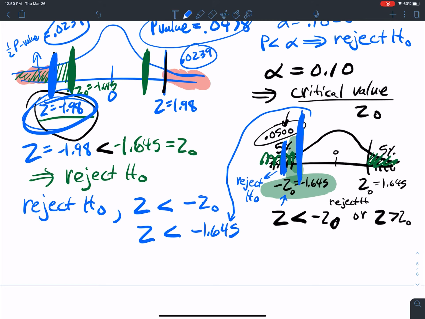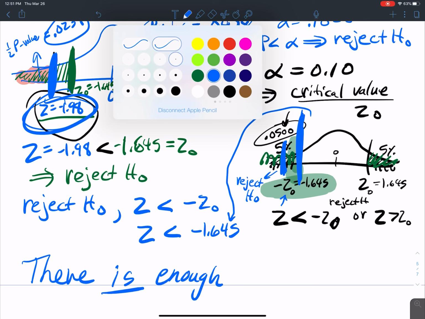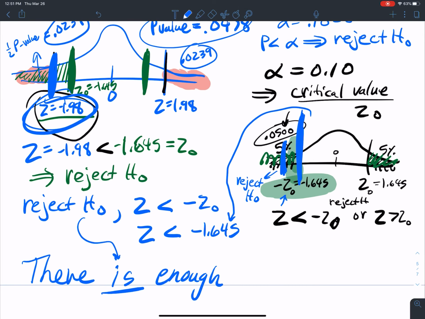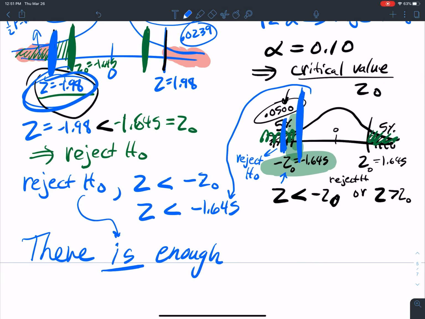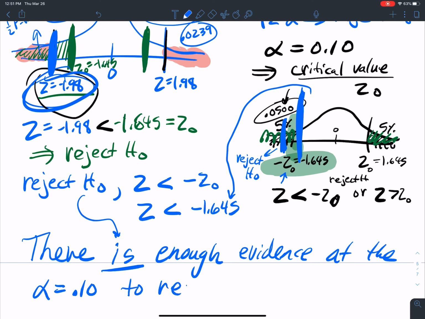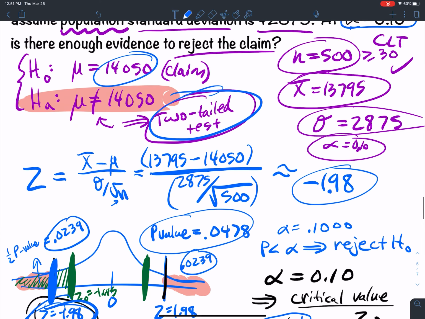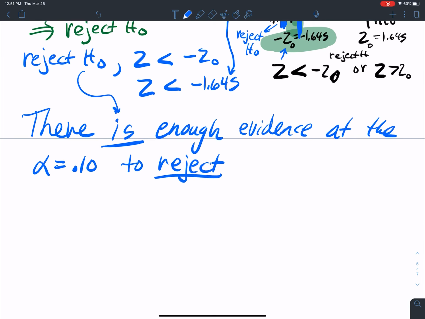So what's the conclusion? If I reject, I say, there is enough evidence. That's what reject H naught tells me. If it's fail to reject, I put is not. All right. So there is enough evidence at the alpha equal to 0.1 to reject. Why do I say reject? Because the H naught is the claim. Only thing I can do with the H naught is reject.